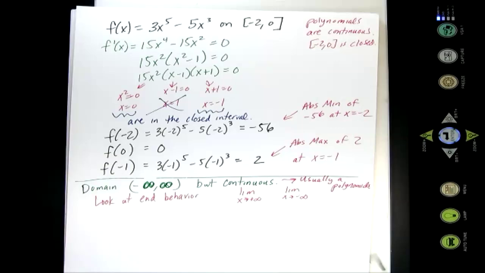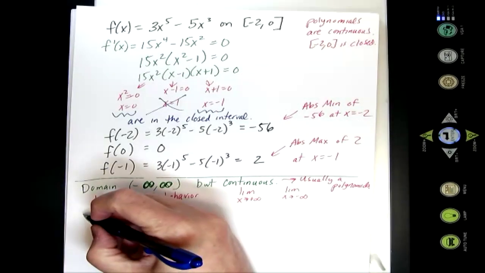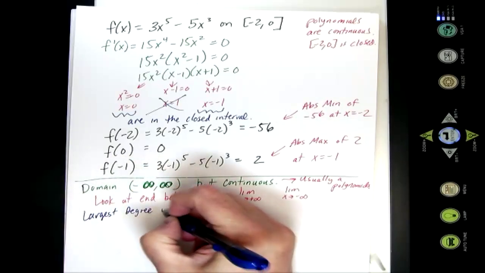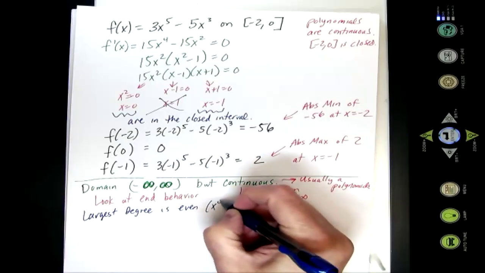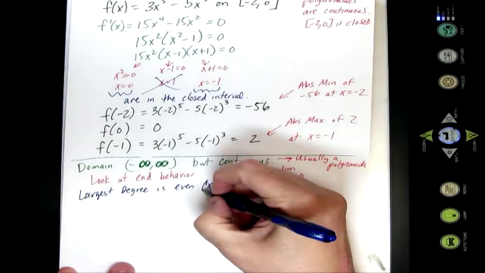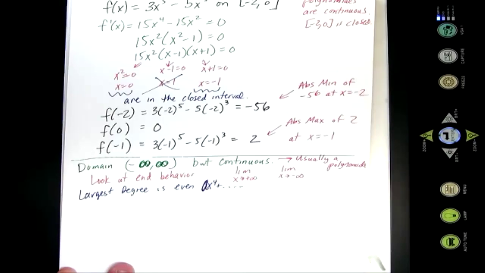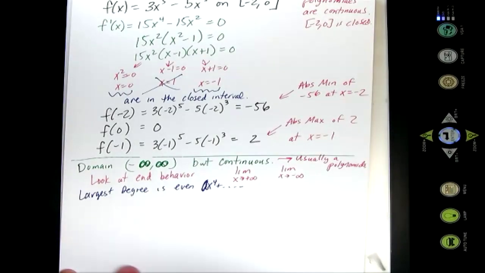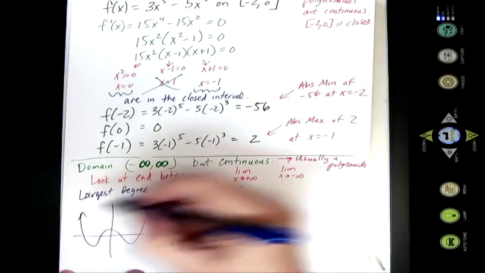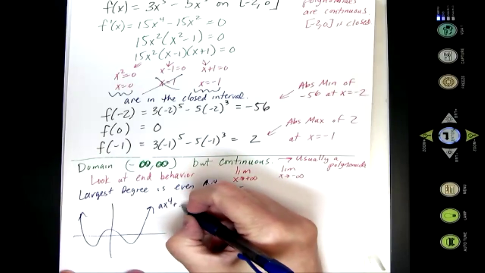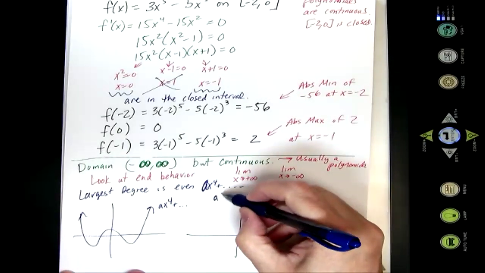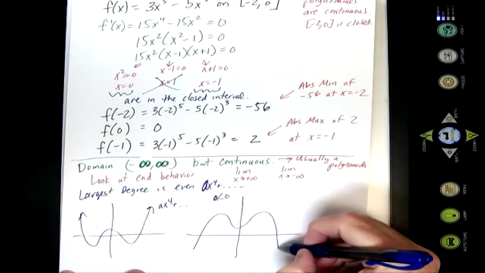But if the largest degree is even, like say x to the fourth plus a bunch of other terms, let's say ax to the fourth plus a bunch of stuff, ax to the fourth is going to look something like this. And if a is negative, it's going to look something like this.